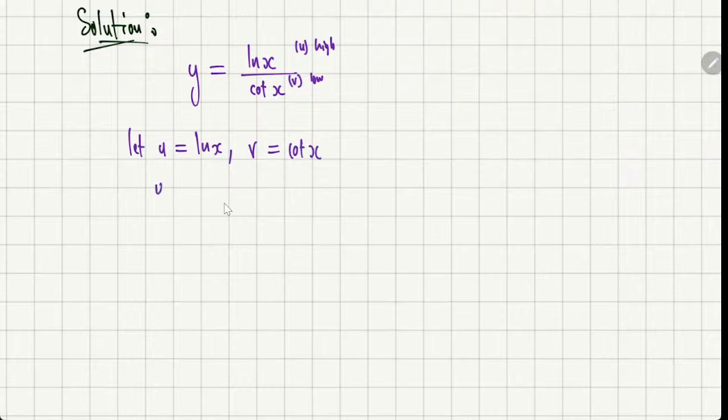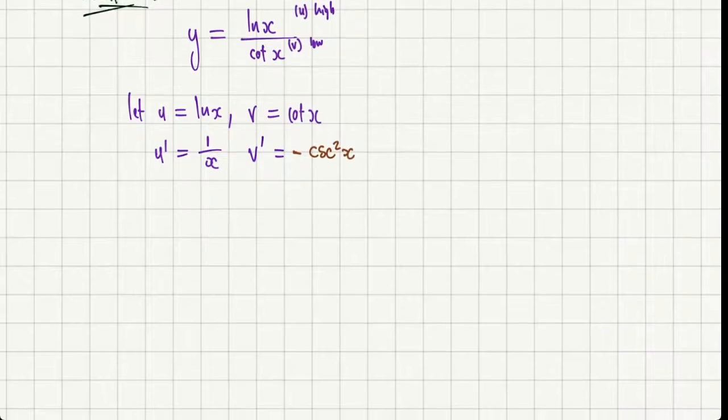u prime is the derivative of ln x, which is 1 over x. v prime is the derivative of cot x, which is negative cosec squared x. It is cosec squared x, but you must not forget the negative. These derivatives are easy. You take them from the MF19 booklet. I'll take you to them.